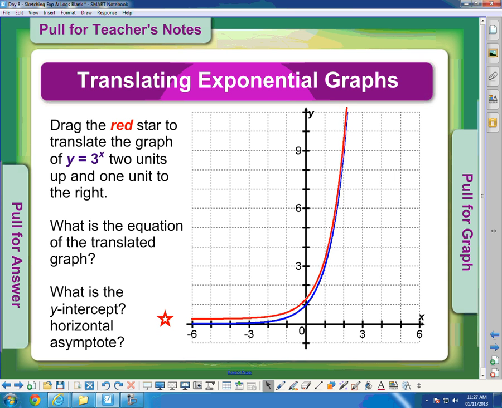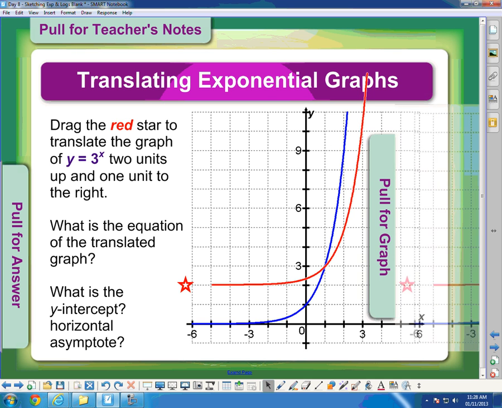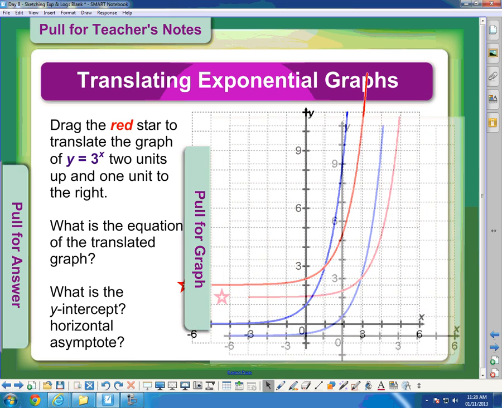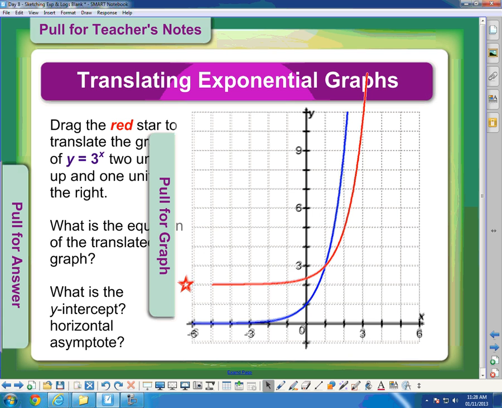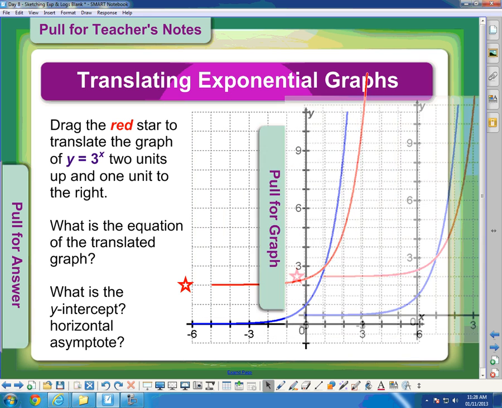So we would go off and move this 2 units up. So there's 1, 2 units up, and 1 unit to the right. So I'll move it over here. And we get that graph. So that's been moved. Let's see if we can check our graph to see if that's right. So there's the graph here, and you see the red one has been moved correctly, 2 units up and 1 unit to the right. So there's the graph.